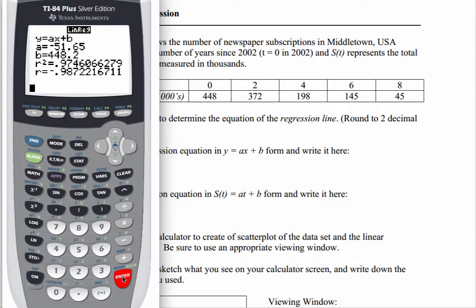So A is equal to negative 51.56, and B is equal to 448.2. All right, so they want us to round to 2 decimal places here. By the way, the R squared and R can be ignored for this class. If yours is not showing an R squared and an R, don't worry about that. They'll show you that when you take stats, okay?